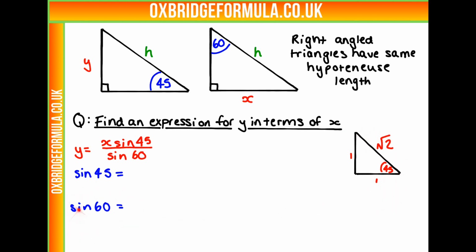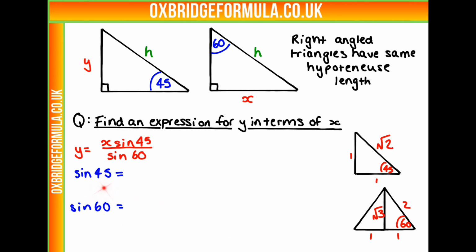And for our sine 60, we can use an equilateral triangle, so every angle is 60 degrees and every side length is 2. If we split this in half, we can work out this length by using Pythagoras, and that's going to be root 3. And now we can use these triangles to work out these values.